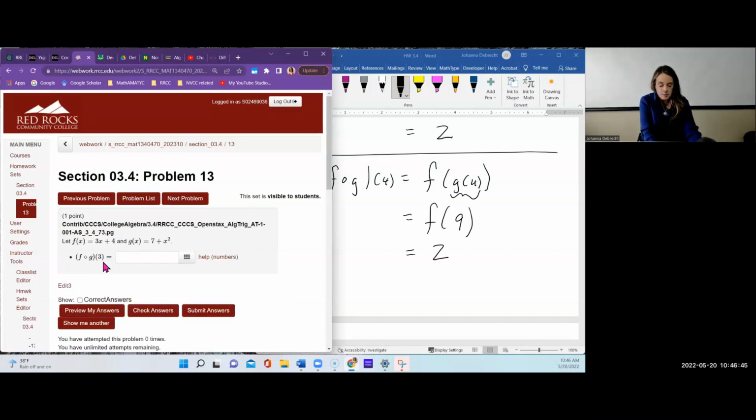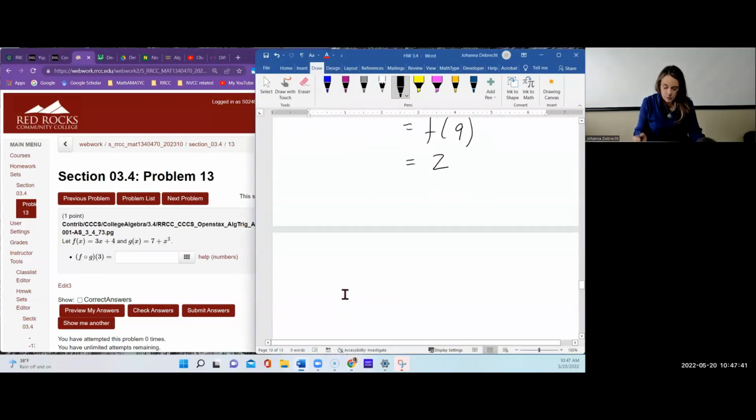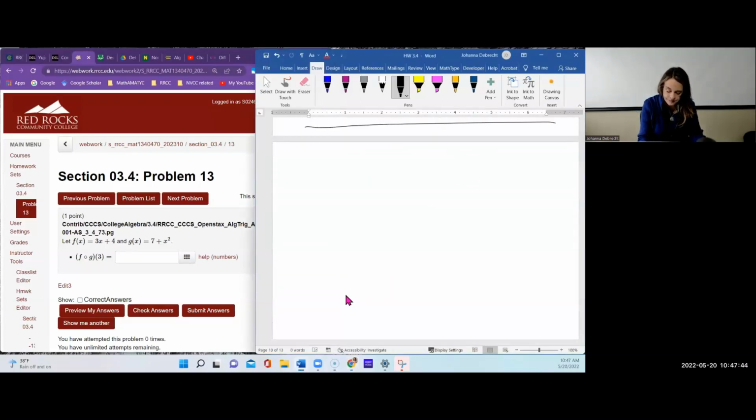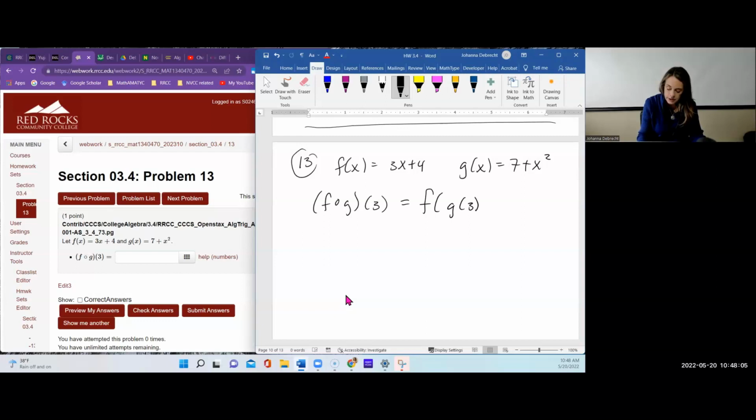The next problem is more f of g and g of f. Let's work it both ways so that we can see how to do it. In problem number 13, we have two functions again. We have f of x, which is equal to 3x plus 4, and we have g of x, which is equal to 7 plus x squared. They want us to evaluate f composed with g of 3, which is the same as f on the outside and g of 3 on the inside.